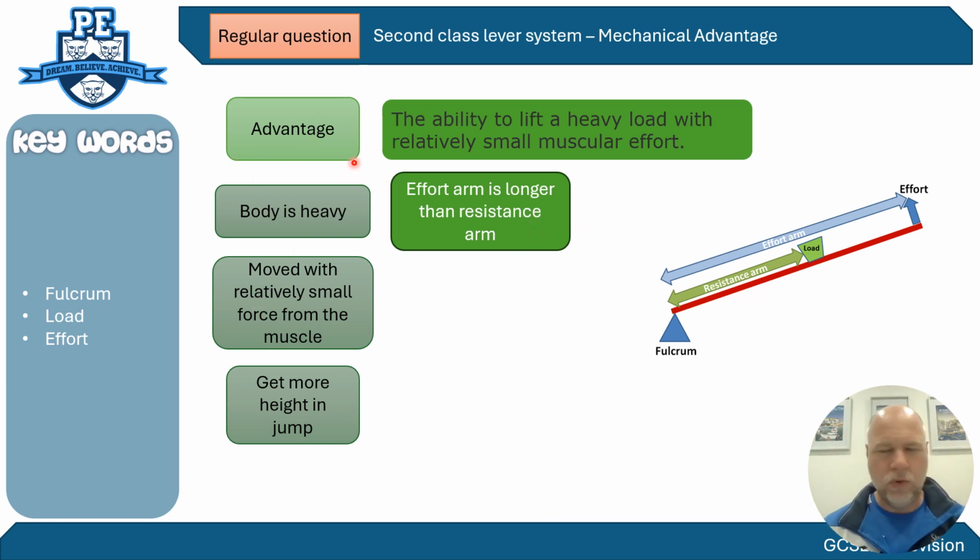So why is that important? Well, the body is a heavy weight. Your body is heavy, and you can move it with relatively small force in your muscles. If you can use lever system 2, the advantage is that you can get higher in your jump. Okay, simple.